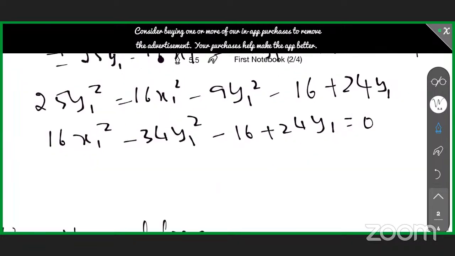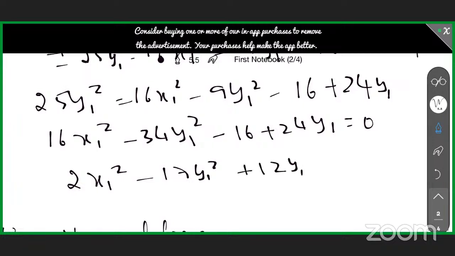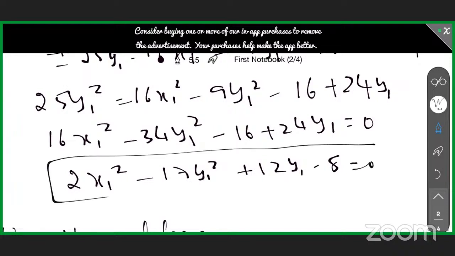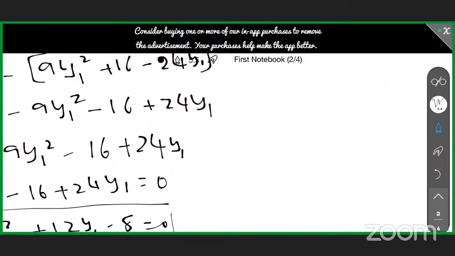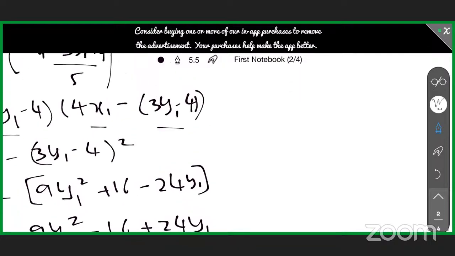If I take common, I can take 2 common. That is equal to 2x1 square minus 17y1 square plus 12y1 minus 8 is equal to 0. This is the case 1 equation. Same thing I have to do for case 2 now.